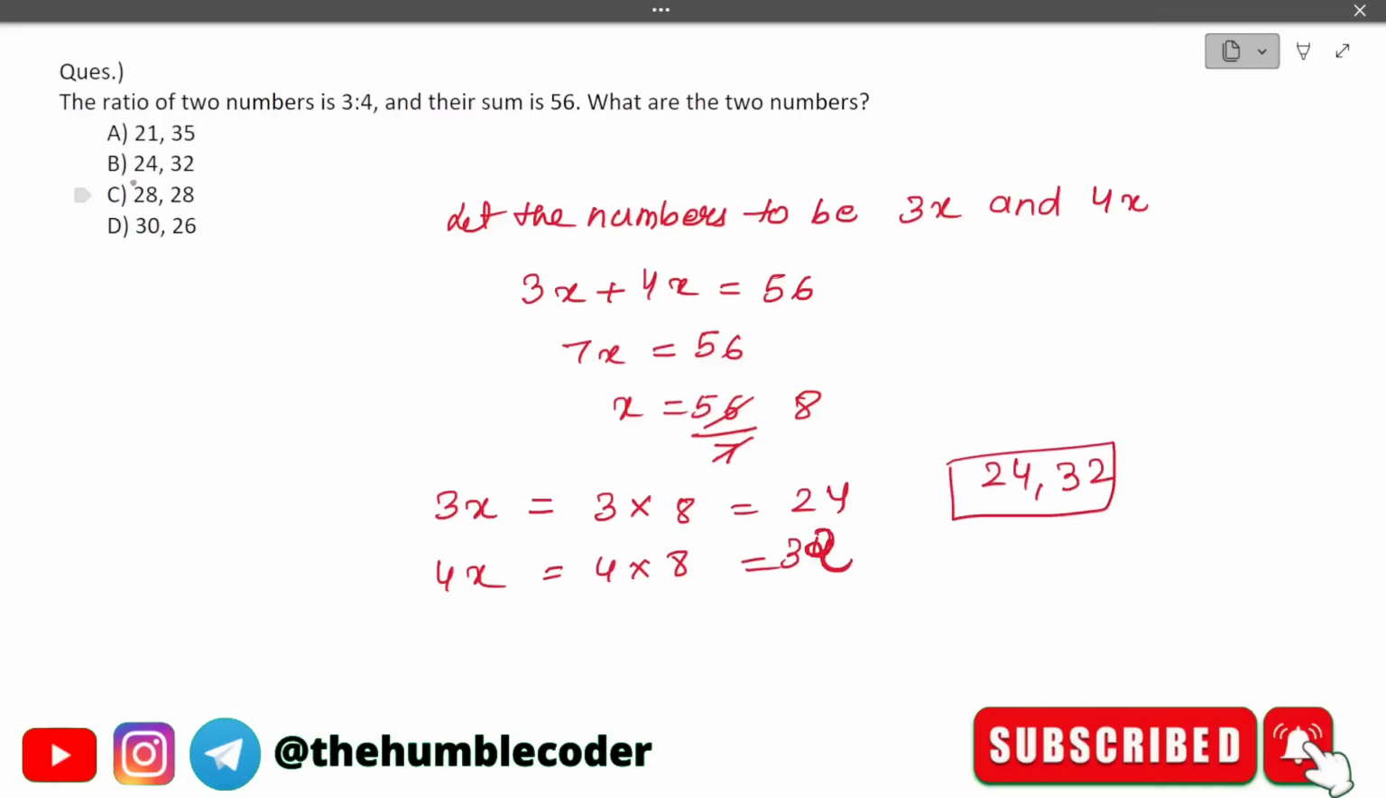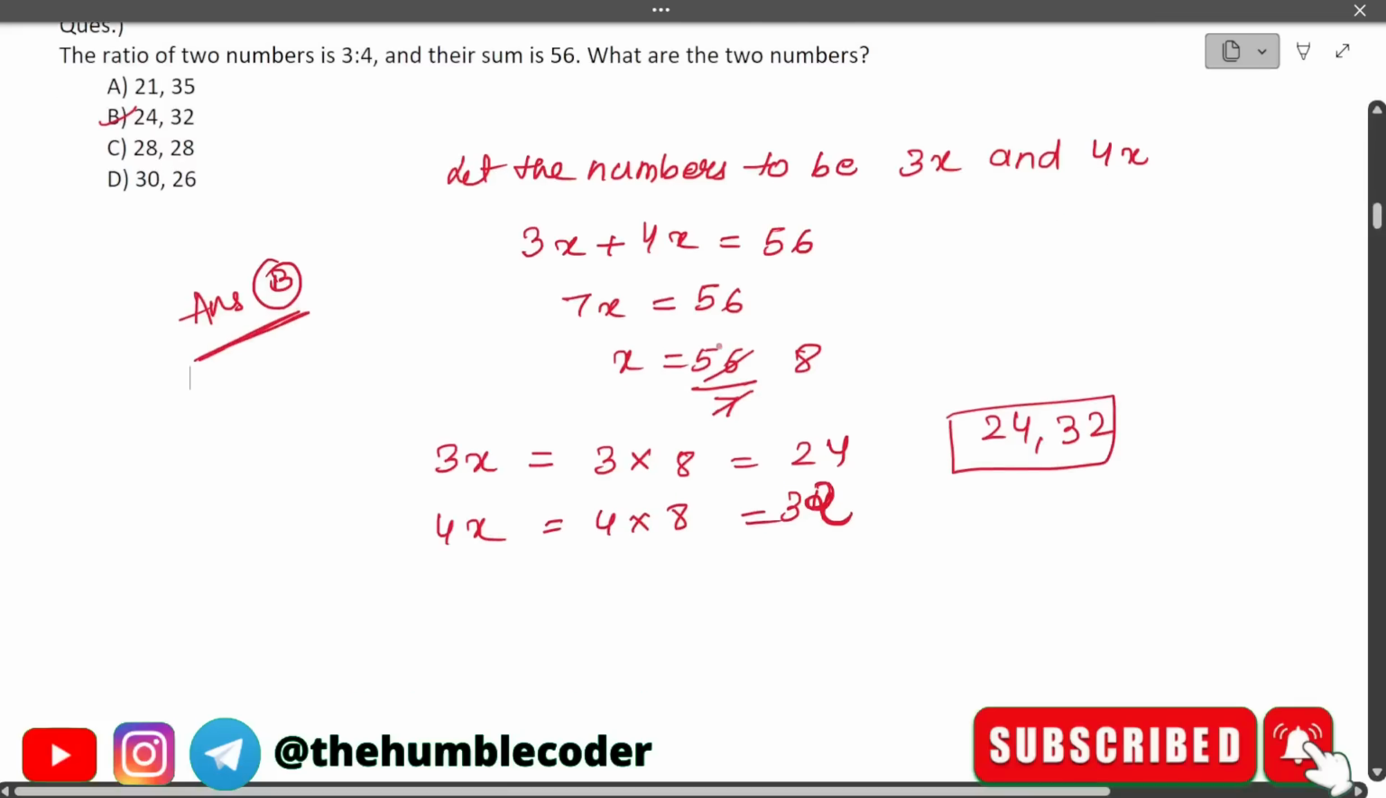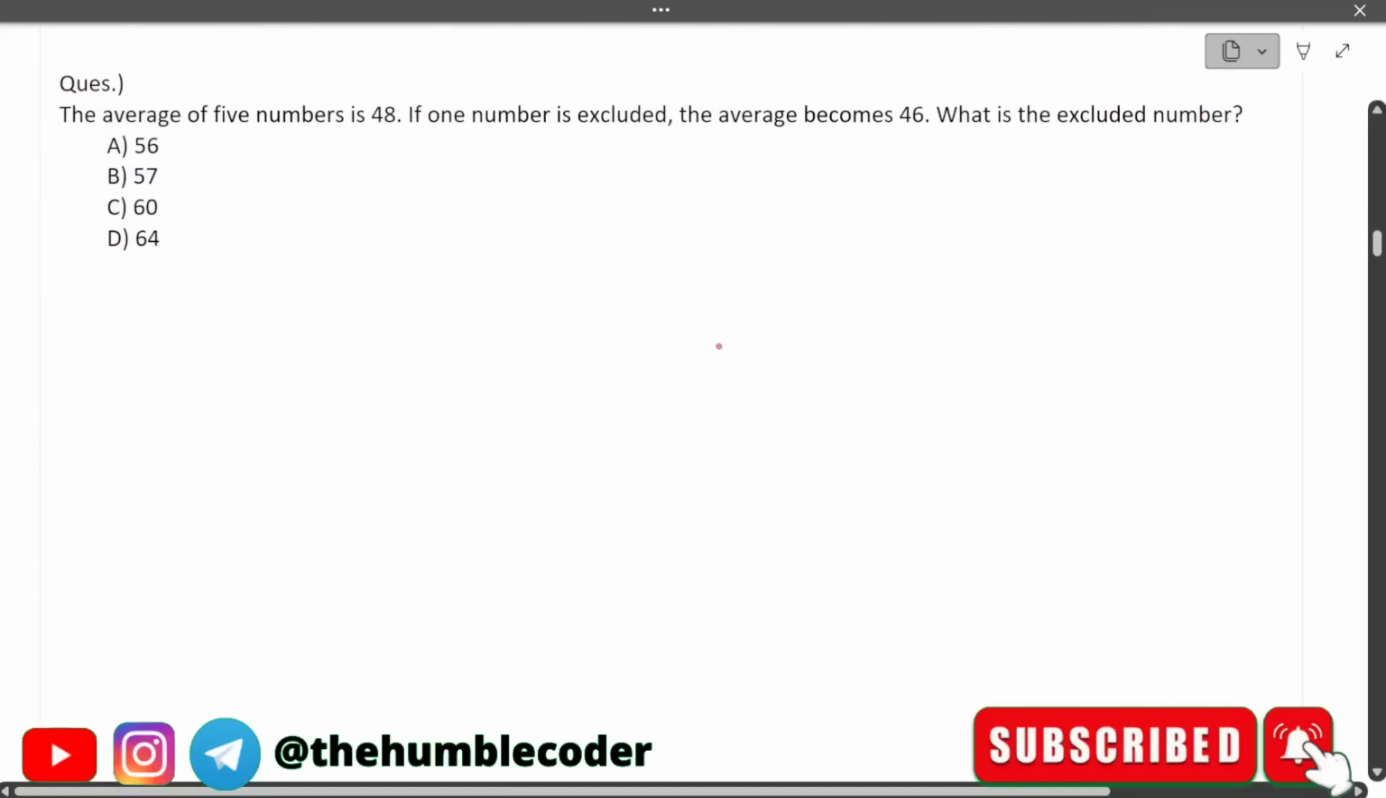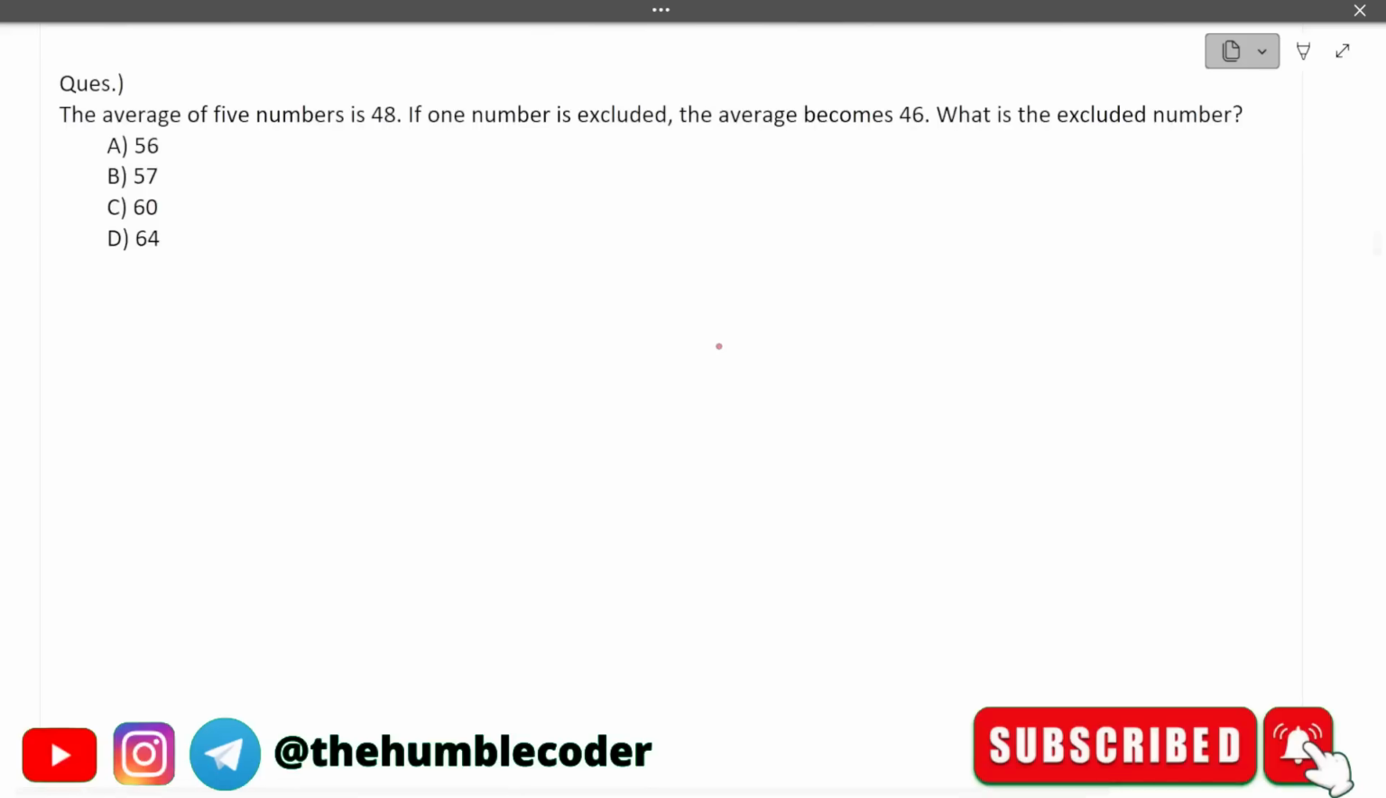So I think option number B is 24 and 32. So in this case, the correct answer is option number B. In this way, you will also get ratio and proportion based questions. I would say it's a better practice that you practice these kinds of questions beforehand, so that you don't feel it is very new while you are actually seeing them in the exam. Let's move on to the next question.